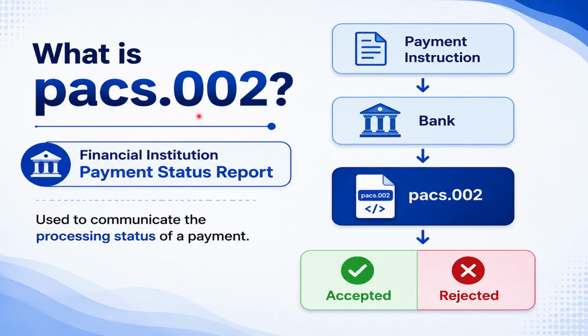What is pacs.002? pacs.002 stands for Financial Institution Payment Status Report. It is an ISO 20022 message used by financial institutions to communicate the processing status of a payment. It does not move money. It only reports whether a payment has been accepted, rejected, or is still pending. Think of it as the acknowledgement message for interbank payments.